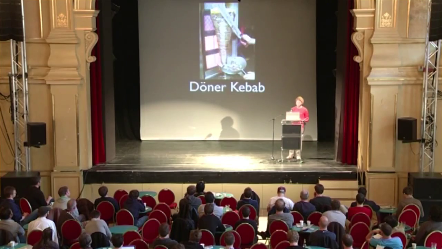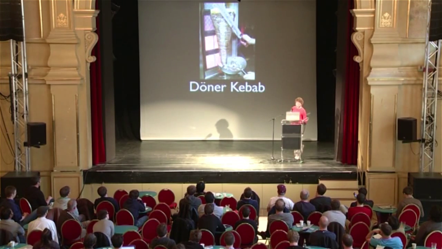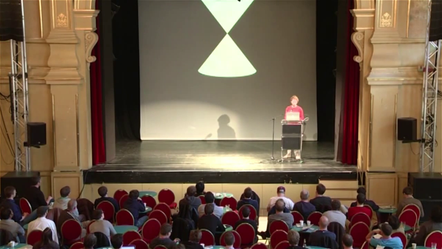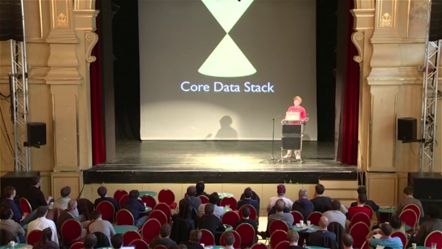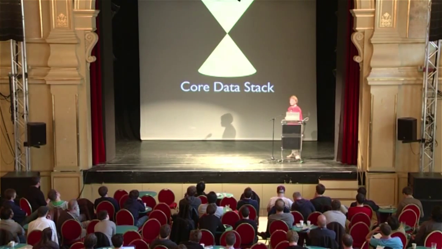But what's better than the core data stack is Doner kebab. It's the national dish of Berlin, so to speak. And if you take two of them and put one upside down, it looks like this. And that is your core data stack. So obviously there's a bit more to it.